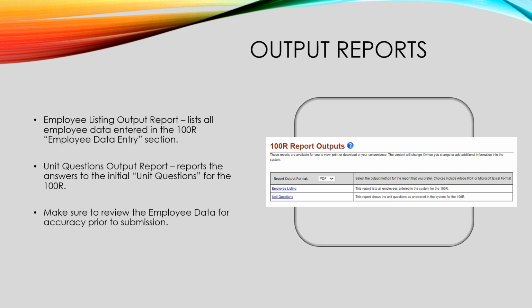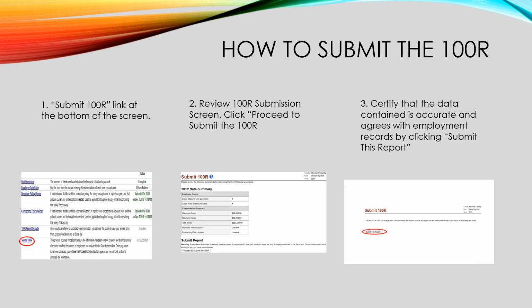Once you have completed the entries, you should view the output reports to make sure the information you entered is accurate. There is one for employee entries and one for the unit questions. When all of the information is entered and correct, the submitter, trustee, submits the 100R as shown here.